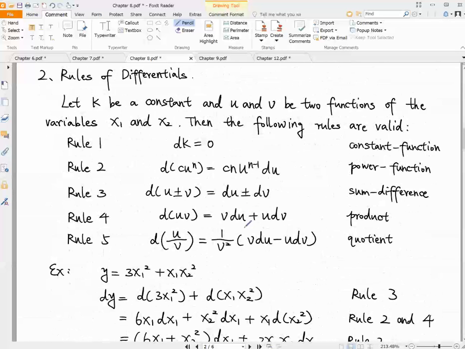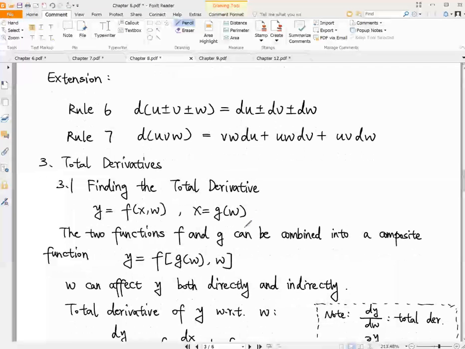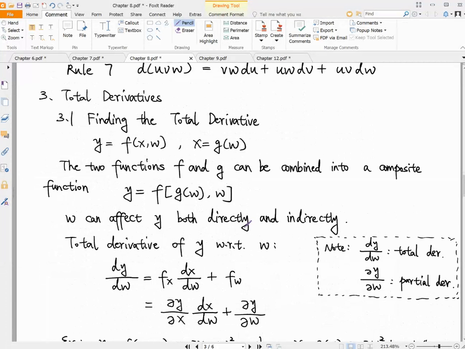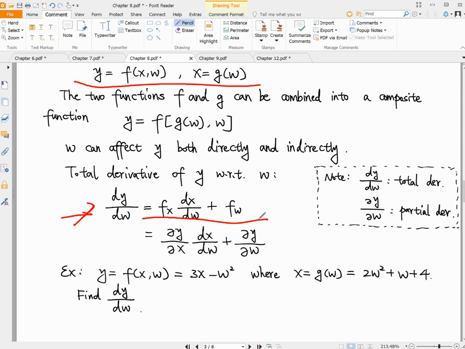And then there are some basic rules of differentials that you need to know. They are very similar to the rules in chapter 7. And the total derivative is also important, right? If I give you a function like this, where x is a function of w, and we need to find the total derivative of y with respect to w, we need to use this formula, right? So this is also important.